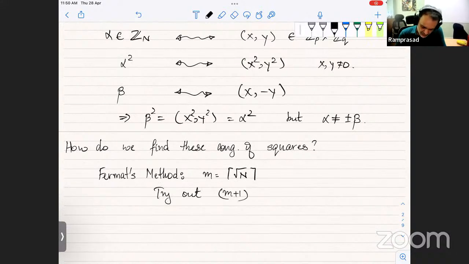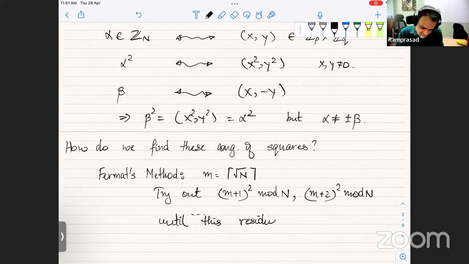Let's just try out the following. I'm going to look at (m plus 1) the whole squared mod n. Because I know (m plus 1) squared is already going to exceed n, so when I go mod n, I will end up with a much smaller number. And maybe this is a square. For example, if (m plus 1) squared mod n happens to be 9, then you know for a fact that alpha equals m plus 1 and beta equal to 3 is an example of such a thing, the congruence of squares that you want. Maybe (m plus 1) squared is not a square. Then let's do (m plus 2) the whole squared mod n, and keep repeating it until this residue happens to be a square.